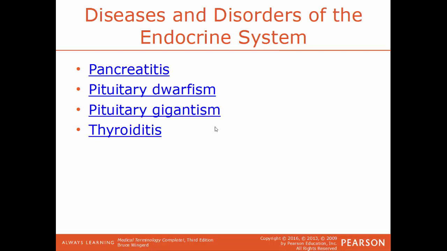So this is affecting the amount of growth hormone that is secreted by the pituitary gland. And the opposite of that would be our next term, pituitary gigantism, where there is an overproduction of growth hormone by the pituitary gland. So the growth of an individual is accelerated.